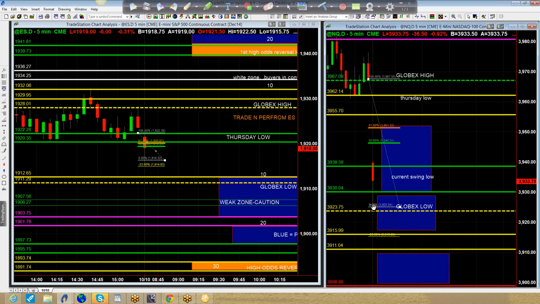So if it's 39.23 and we add 30, that puts us at 39.53, right in between this point and Thursday's low. So this is an area, if I'm going to take a short, that I'm interested in taking, okay?